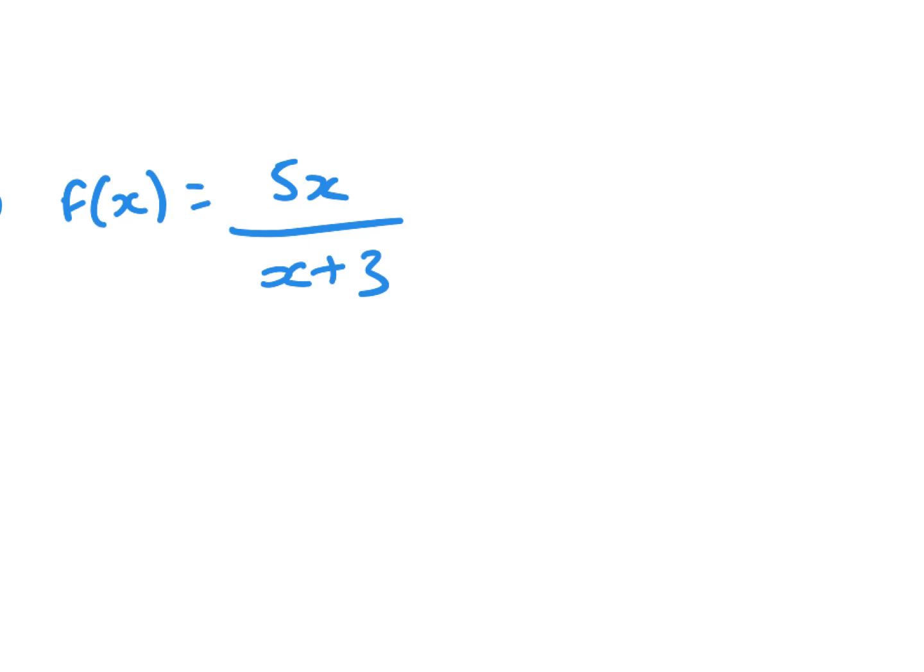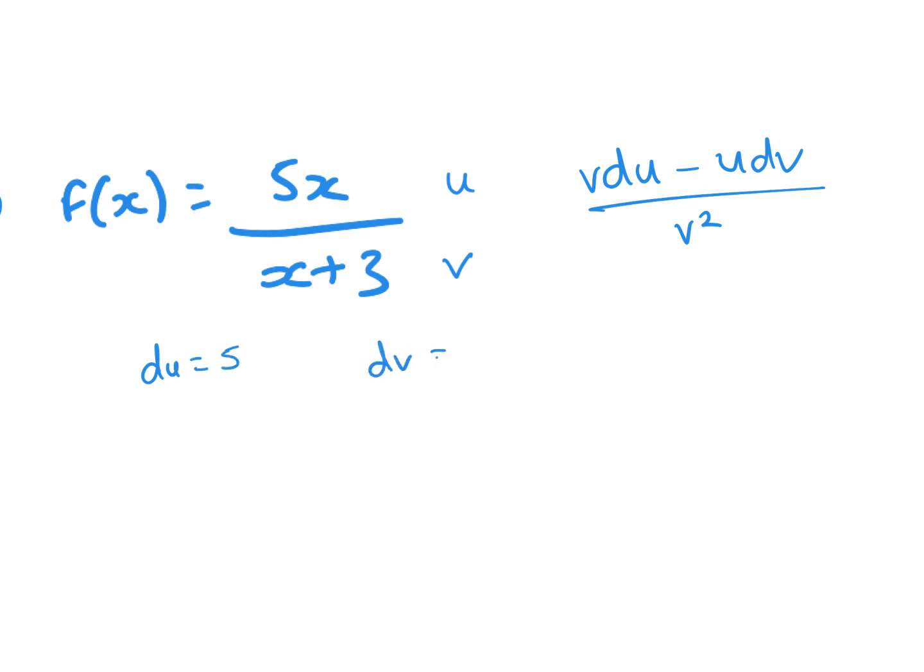What do I have? Quotient rule. Yeah? So v is on the bottom. Who's on top? Yeah, u is on top. And we know the quotient rule is v du minus u dv over v squared. So what I'm going to have is I know what my v and u are. I'm just going to write du, which is 5, differential of u, and the differential of v is 1. Okay, so it's really simple.